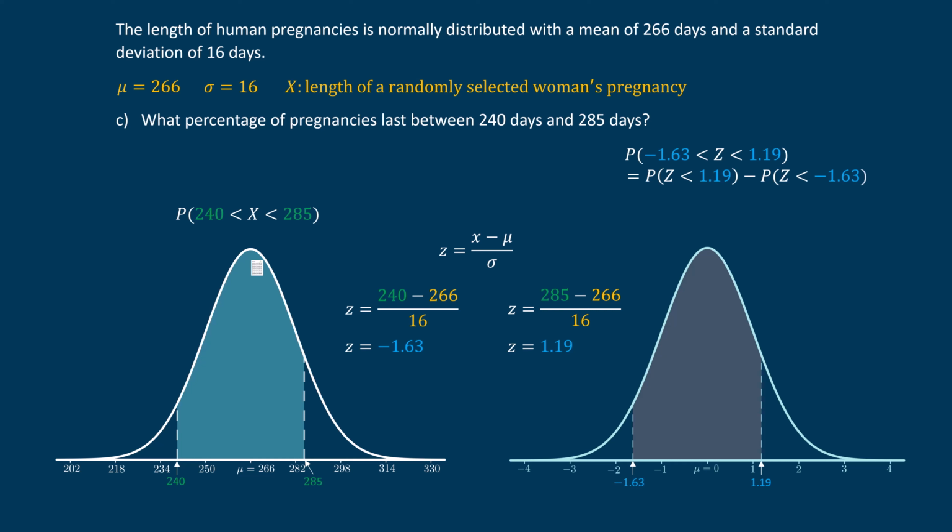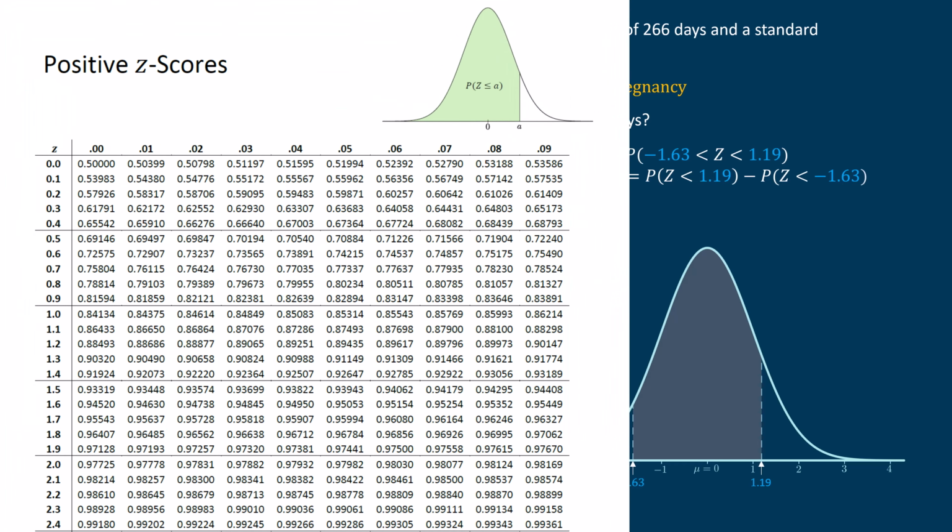Alright, so let's look at the positive section of the table and locate the row with the heading 1.1 in the first column, then find the column with the heading 0.09 on the top row. At the intersection, we get a probability of 0.88298, and that's the value we use for our first probability.